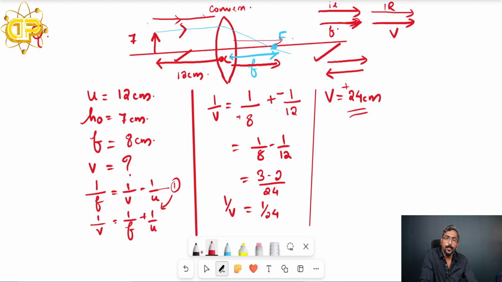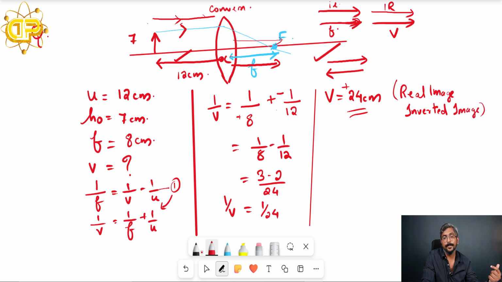A positive V for a convex lens means it is what type of image? It is a real image. And all real images will be inverted images too. But we need to prove whether it is an inverted image or an erect image. We should get an inverted image only. Why? Because real images will be inverted, and an inverted image should have a negative value for hi.